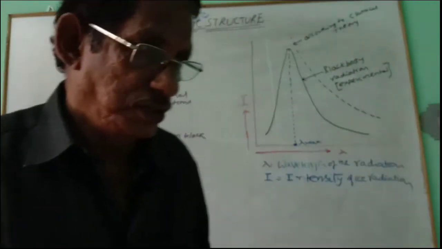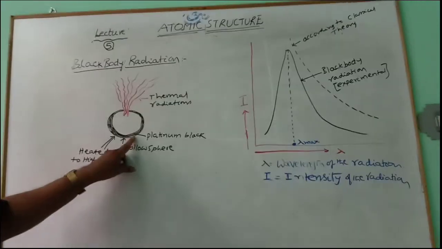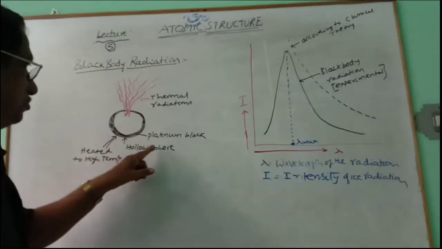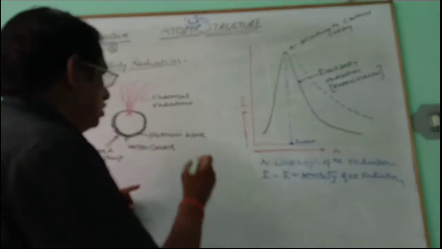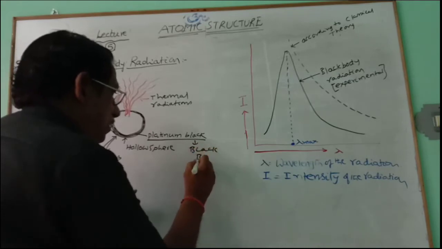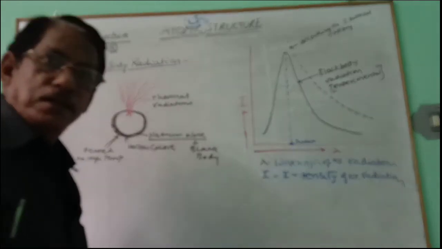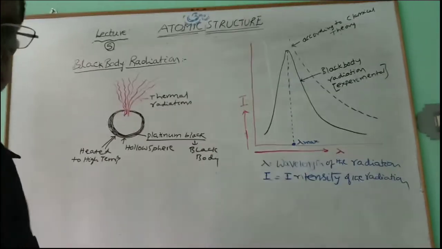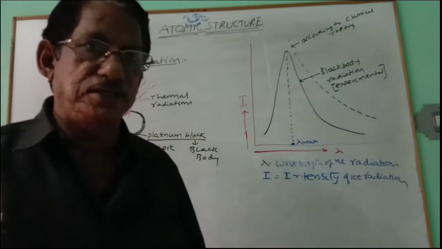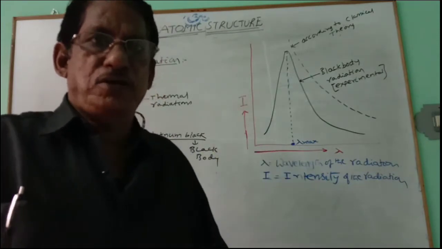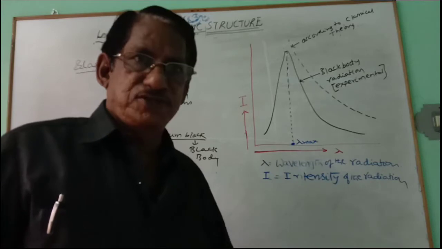Once again, you can take a hollow sphere here, which is coated with platinum black. This platinum black will be functioning as a black body. Later, this is heated to a very high temperature, say 2000, 3000, 4000, like that. It is heated to a high temperature and stopped. What happens?